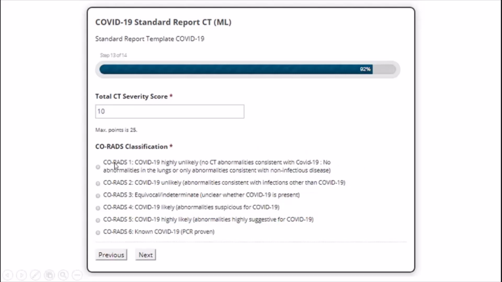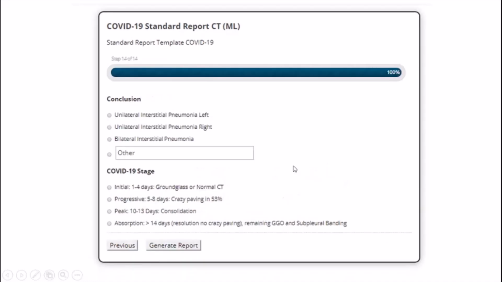So you choose the CO-RADS. I will talk in a little bit about the different types of CO-RADS and what they mean. So you choose your CO-RADS and you press next. And then the conclusion: is it unilateral interstitial pneumonia on the left only or on the right, or is it bilateral interstitial pneumonia, your conclusion for the whole study.